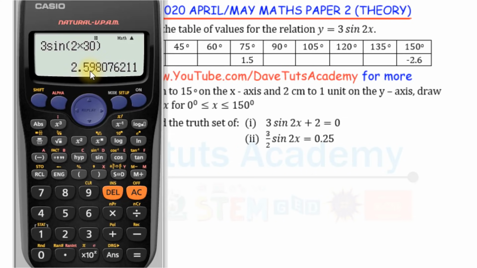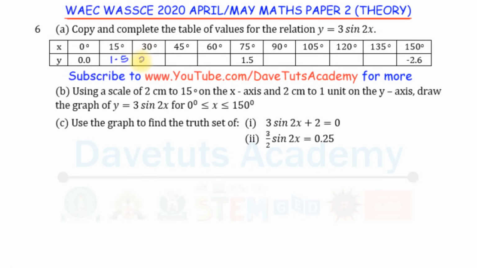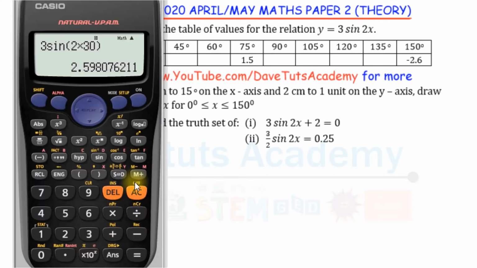In short, numbers between 5 to 9, we need to round them up to 1 and add to the number just before them. So 9 we take as 1 and add to 5. So we have 2.6 as the value. So here will be 2.6, alright? And then you can just go on like that.